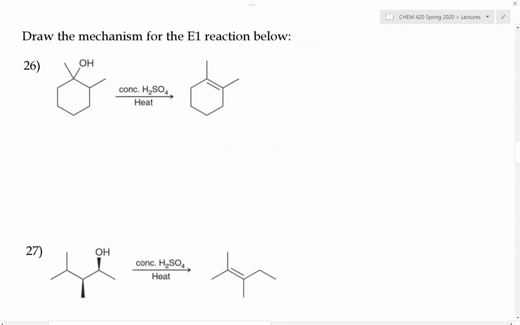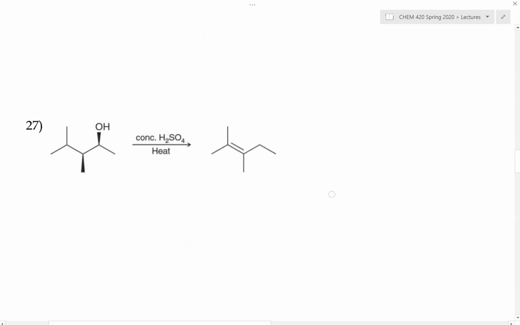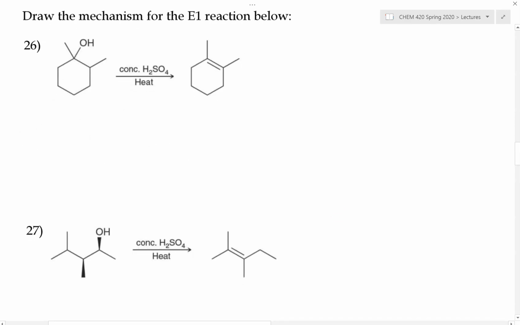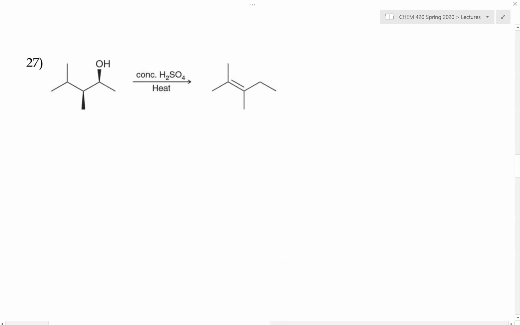And now let's try drawing a few of the reaction mechanisms for the E1 reaction. Drawing the mechanism of this type of reaction should be relatively easy. So let's go over an example. Let's do this example right here, number 27. Here in this case, we are providing you with the product, and we are asking you to draw the mechanism that explains the formation of this product.